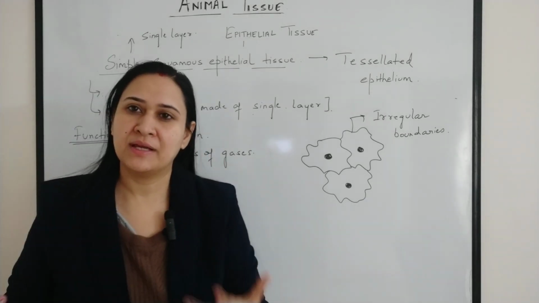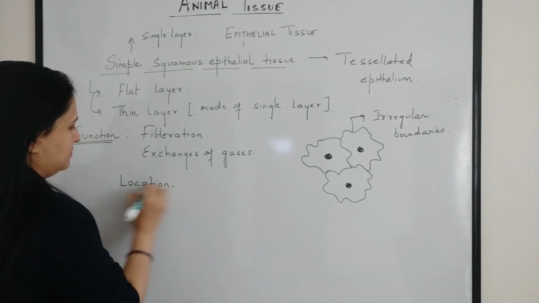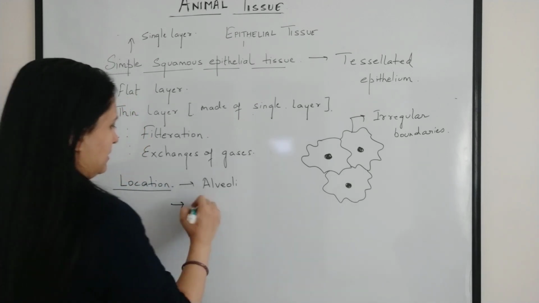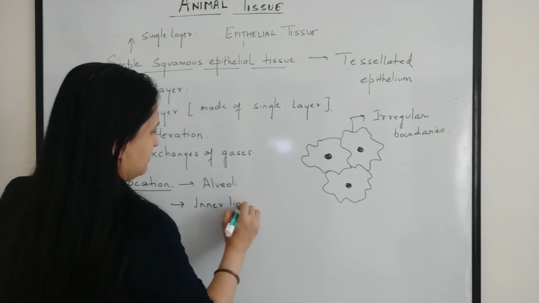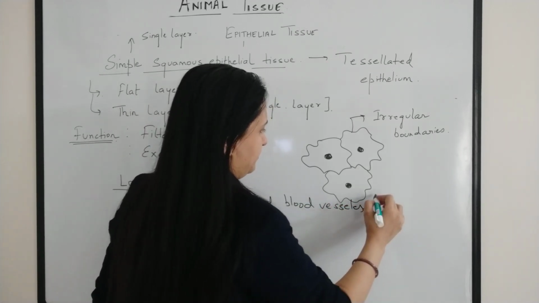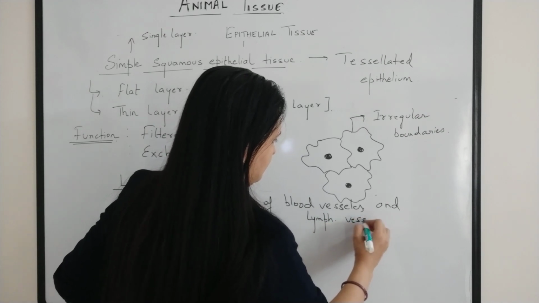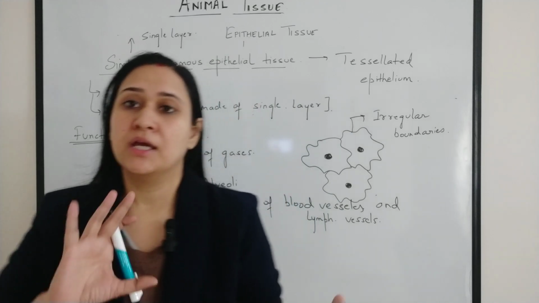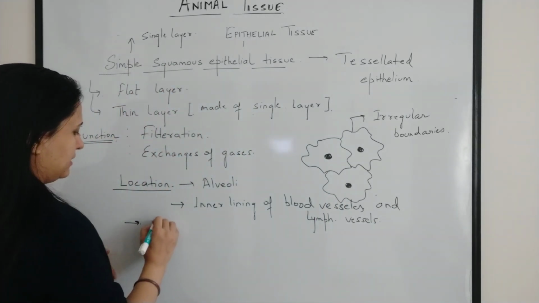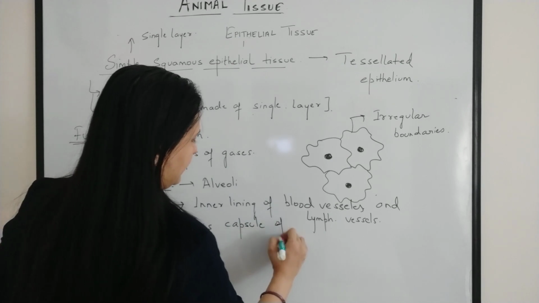Now, from this point, we can get an idea of where you will find this type of epithelium. You will find it at these locations: alveoli, where the gaseous exchange takes place. Then, in the lining of blood vessels and lymph vessels, from where the exchange of material between the blood and the fluid present around the tissue takes place. And in the Bowman capsule of the kidney.